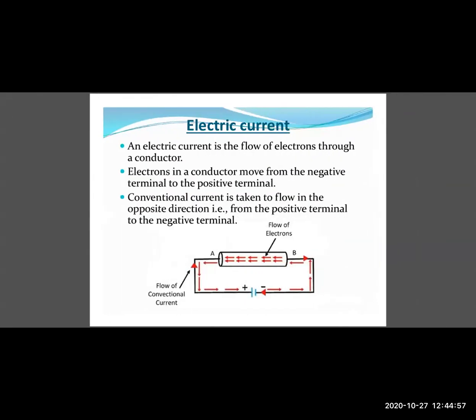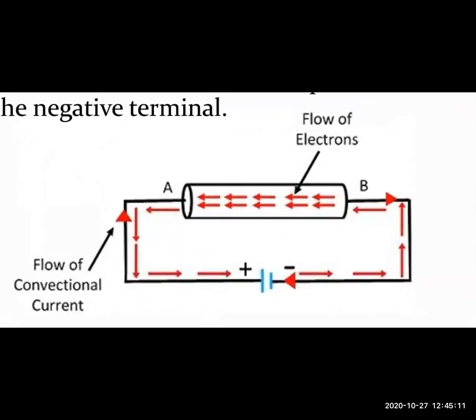Let us try to understand this again with another example. So an electric current is a flow of electrons through a conductor, as we have already discussed. Electrons in a conductor move from the negative terminal to the positive terminal. Now, if you look at this figure again, the conductor is a cylindrical substance which has two ends, A and B. Inside the conductor, the electrons seem to be moving from point B to point A, that is from the negative terminal. You can see point B is connected to the negative terminal of the cell and point A is connected to the positive terminal of the cell.